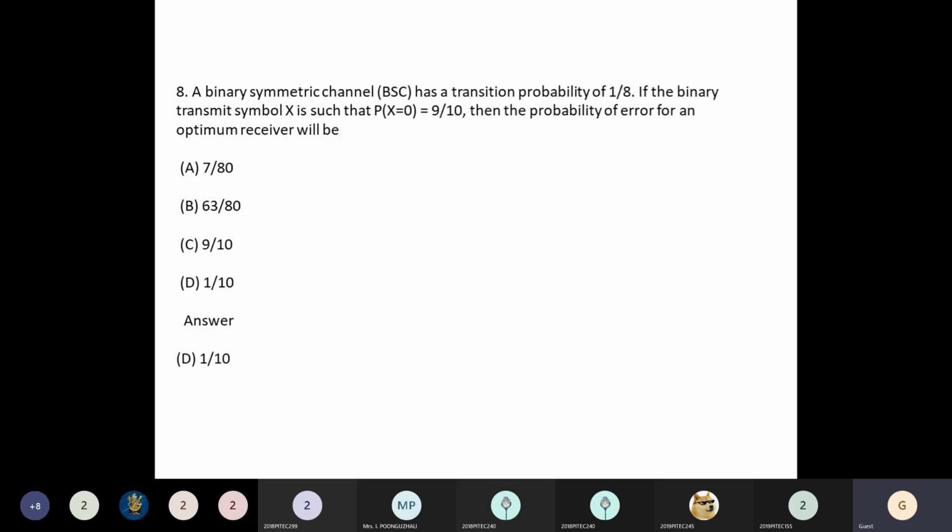So obviously, what is the probability of error? If the binary transmit symbol X is such that P of X equal to 0 is the true probability, and the probability of receiving the correct answer P of X is 9 by 10, then what is the error probability they can ask? The error probability. So what is the remaining probability? 1 by 10. That will be the answer. Option D will be the answer. That is 1 by 10.